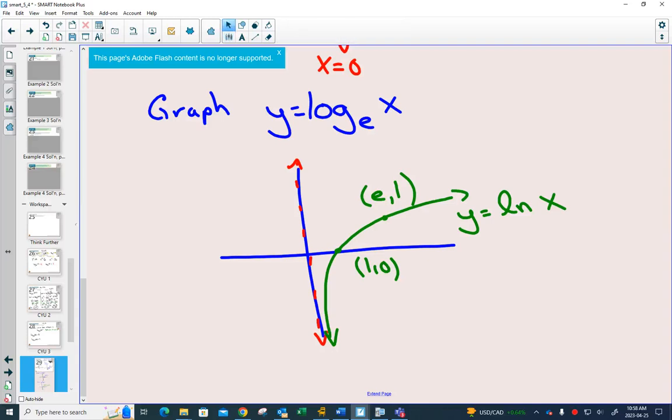Okay. All right. So questions for graphing are 10 and 11. Test is tomorrow.